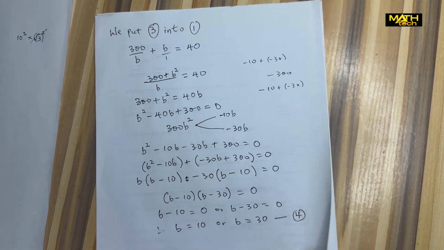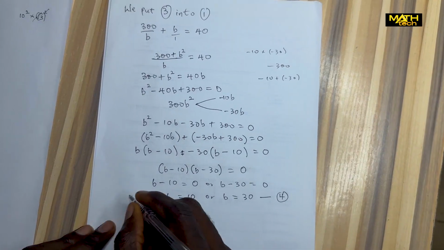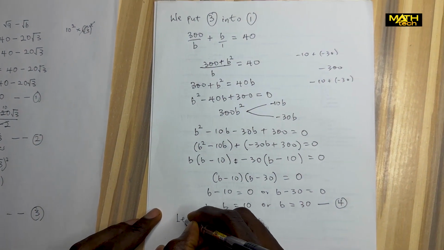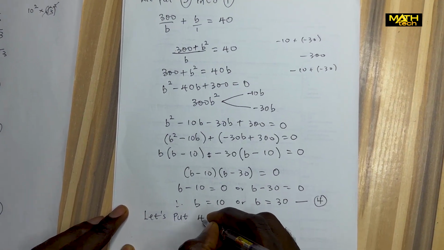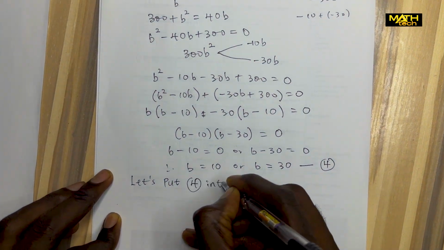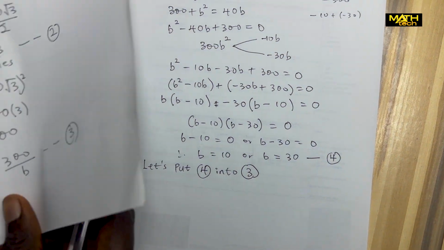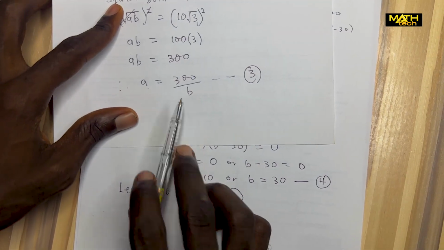So now we say let's put equation 4 into equation 3. Let's put equation 4 into 3. Now I want us to see our equation 3 again. So this is equation 3, a equal to 300 all over b.